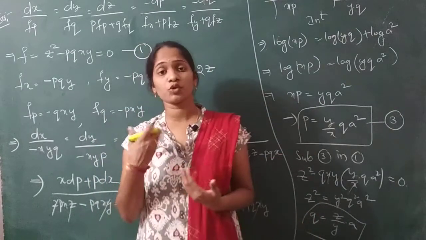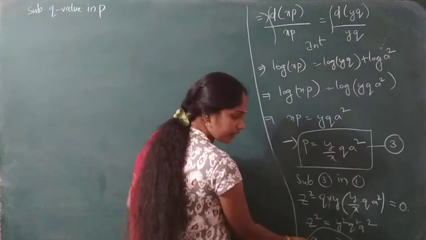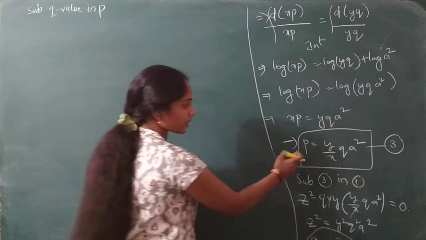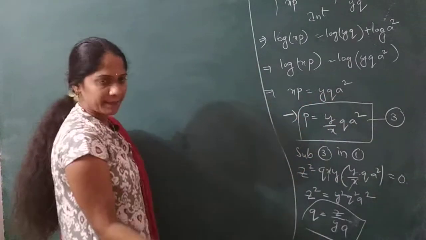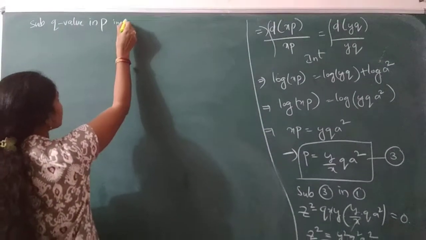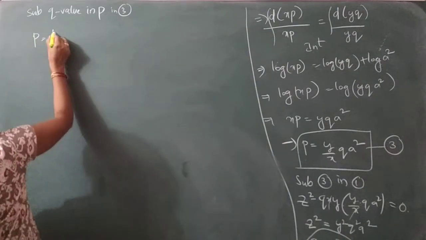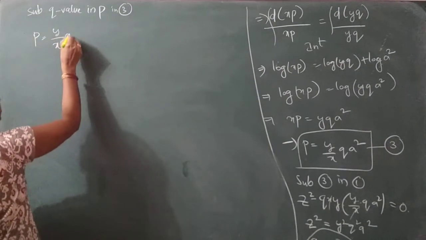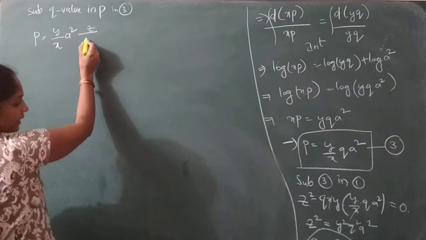Now we can substitute p, q values in the required equation. This is the q value. So p already contains q, so let's substitute this q value. What happens? Let's see. Now substitute the q value in p, that is in equation 3. Let's see what happened. p is equal to, what is that? y by x a square into q. Again, what is q? z by ya.